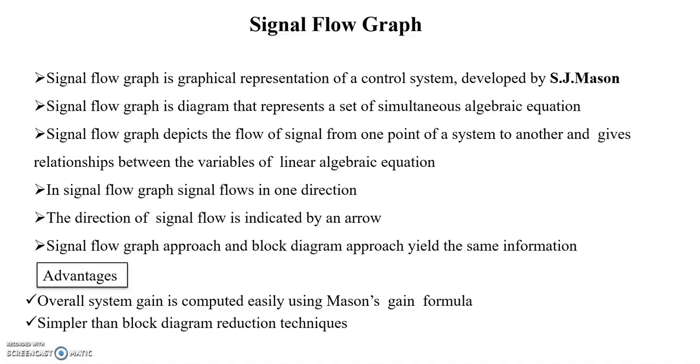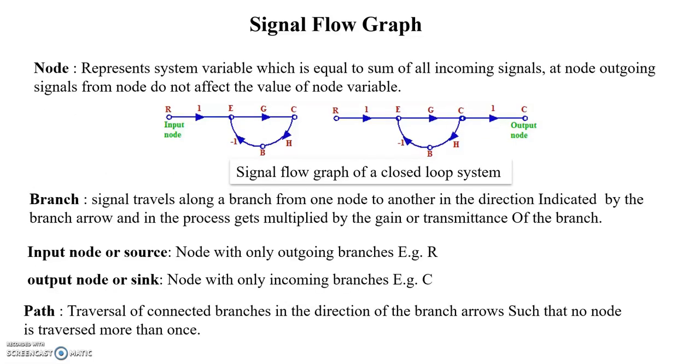The signal flow graph approach and the block diagram approach yield the same information. Some of the advantages of signal flow graphs are that the overall system gain is computed easily using Mason's gain formula, and it is simpler than the block diagram reduction technique. Next, I will explain some of the terms used in the signal flow graph.